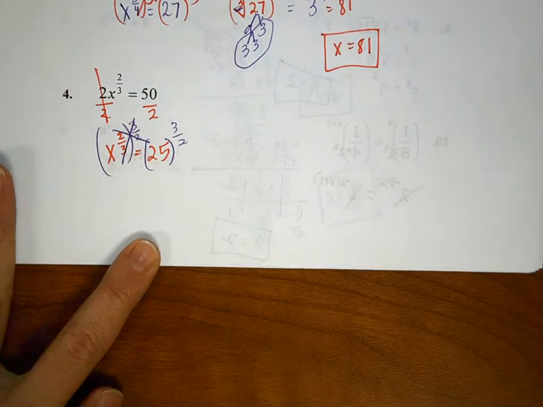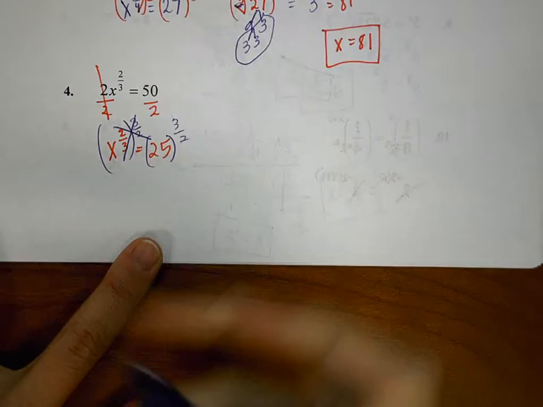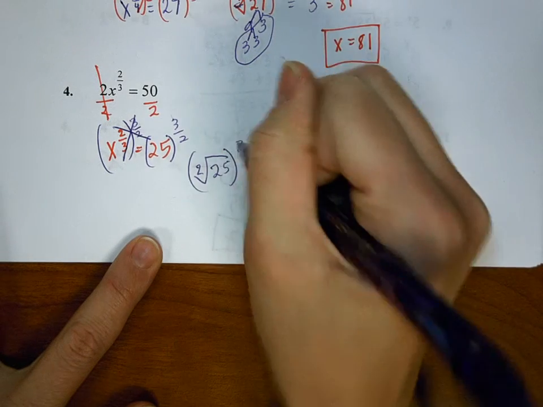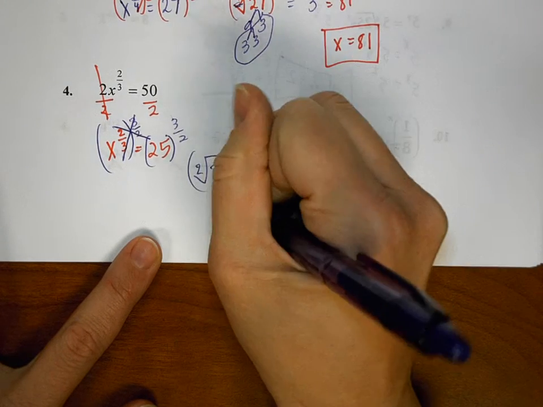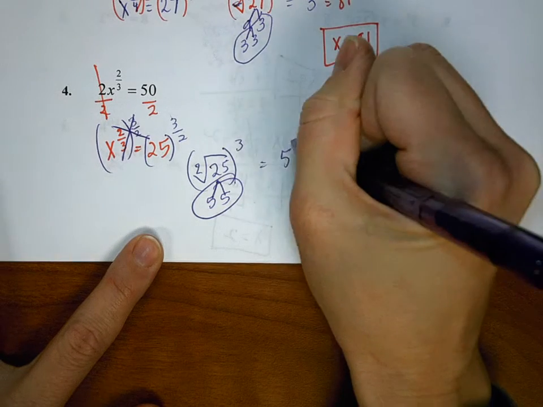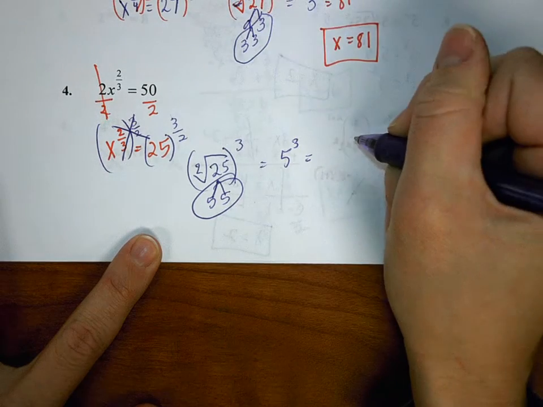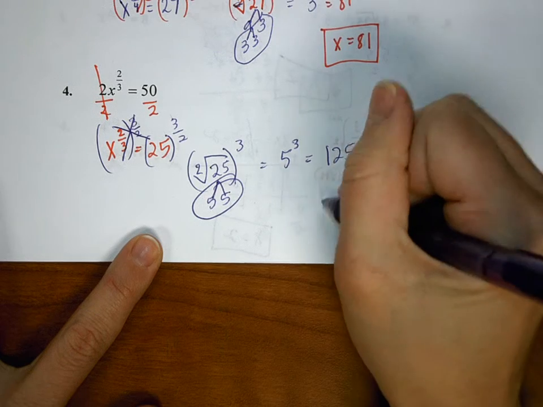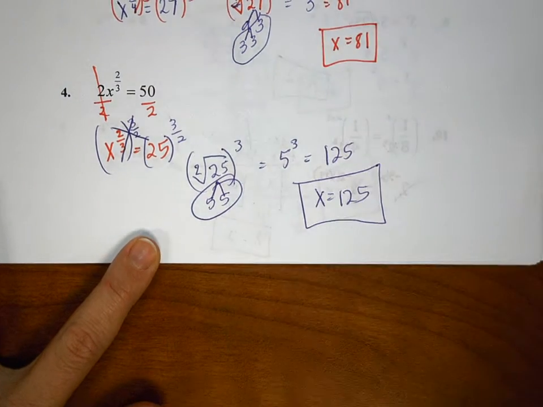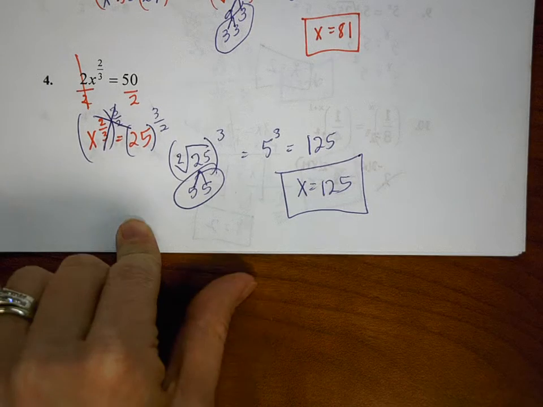How do I rewrite 25 to the 3/2? Square root of 25 cubed, right? 25 is 5 and 5, which is exactly 2. So then we have 5 to the 3rd power, which is 125. So x equals 125. Okay, so far, thumbs up or thumbs down? Good? All right, moving on.